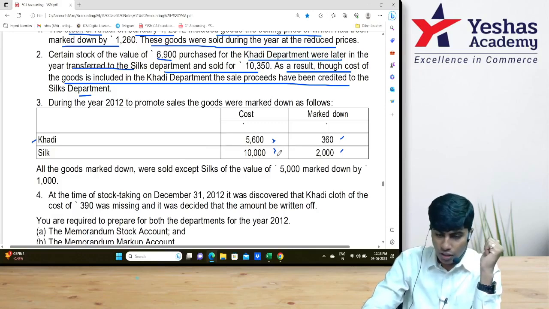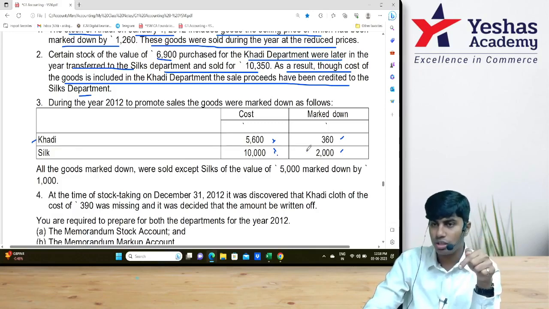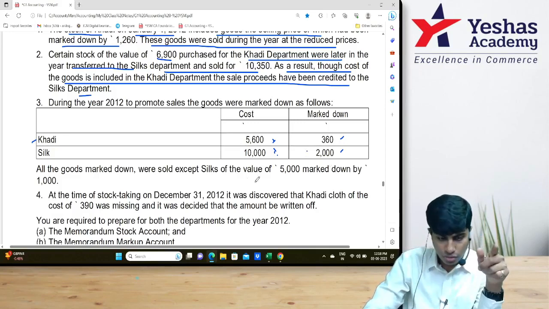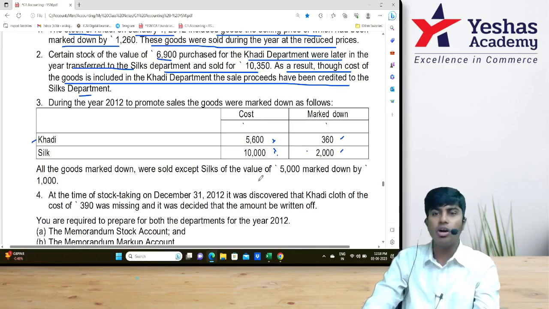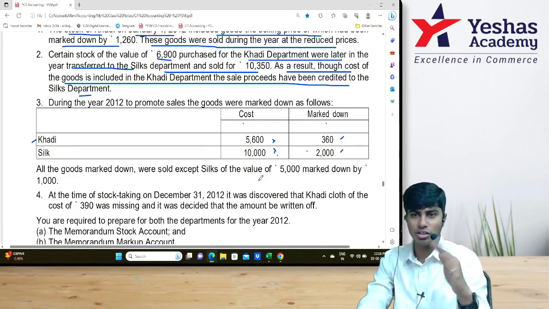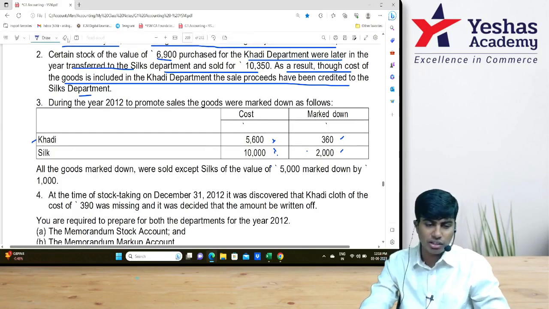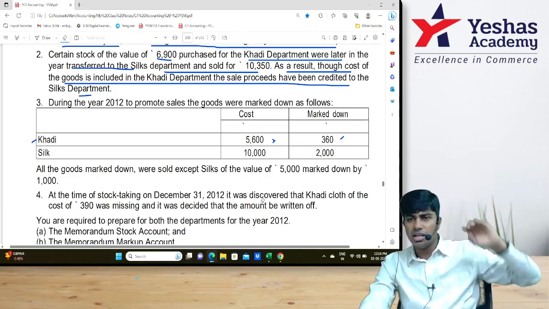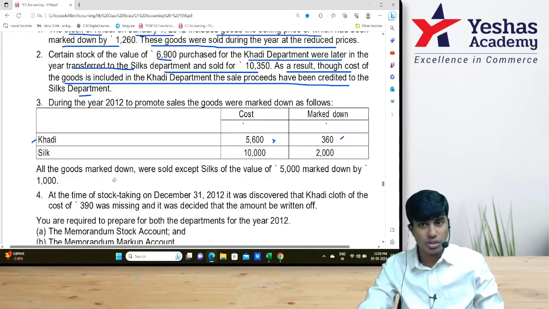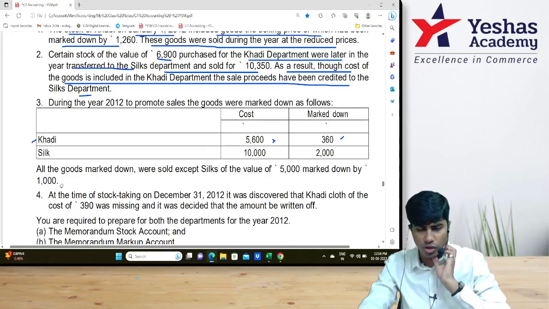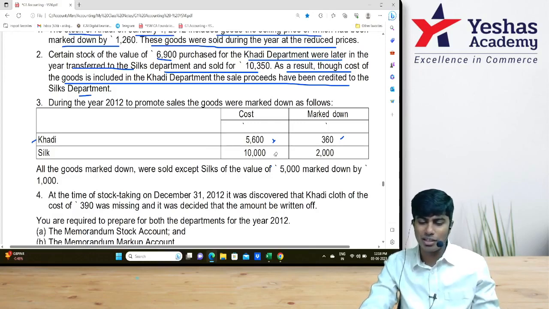Sir, how? For 10,600 marked down is 2,000. For 1,000 rupees, how much will it be? So 5,000 marked down by, oh, they've only given 1,000. Sorry, I thought wrong, sir. So they've only given that 1,000 rupees will be marked down from closing stock. However, we'll do it when we start silk, not right now. Marked down is 1,000. Goods is 5,000. No problem. Otherwise also simple: 10,000 marked down 2,000, other 5,000 marked down 1,000.